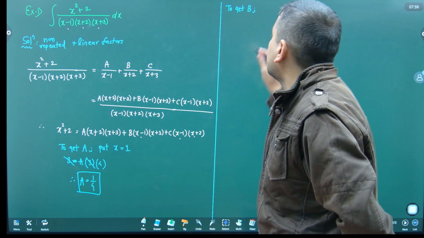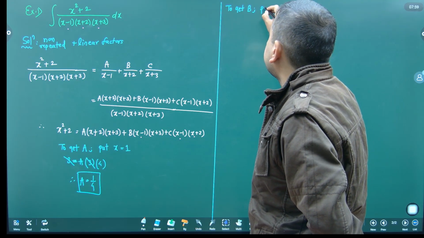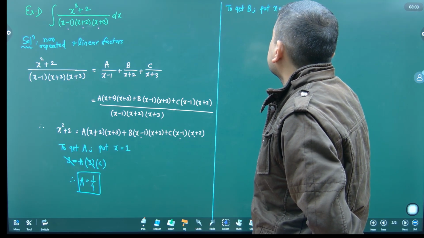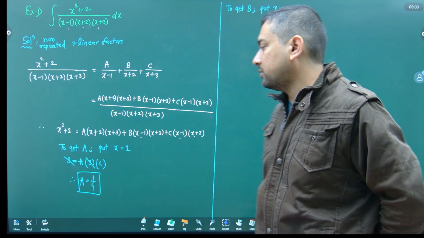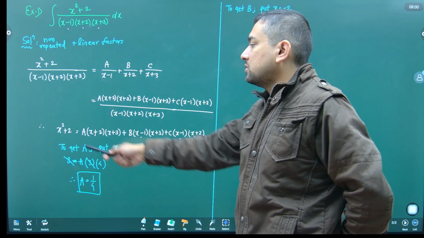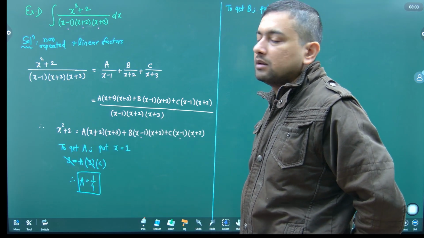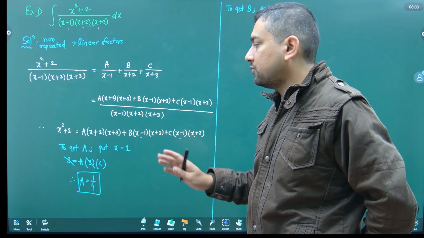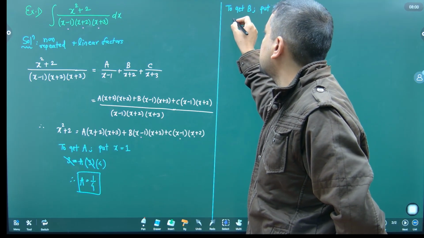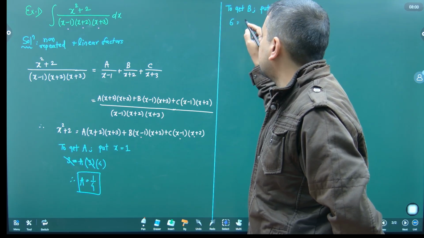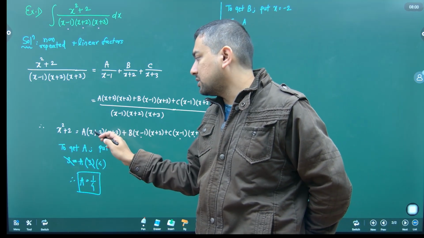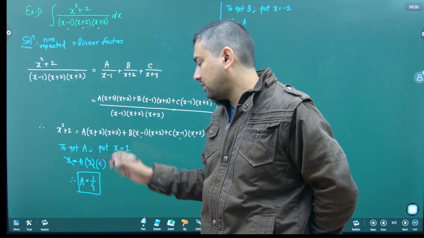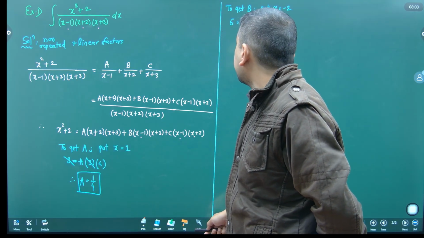Correct? So to get B, I will put x is equal to minus 2. So minus 2 square. What is minus 2 square? It will be 4. 4 plus 2, it will be 6. The A term will become 0, minus 2 plus 2, right? No need to write that.